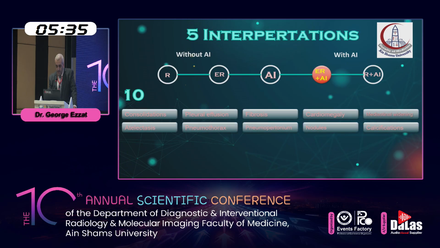There are 10 points that this AI software looks for in any chest X-ray: consolidations, pleural effusion, fibrosis, cardiomegaly, mediastinal widening, atelectasis, pneumothorax, pneumoperitoneum, nodules, and calcifications.